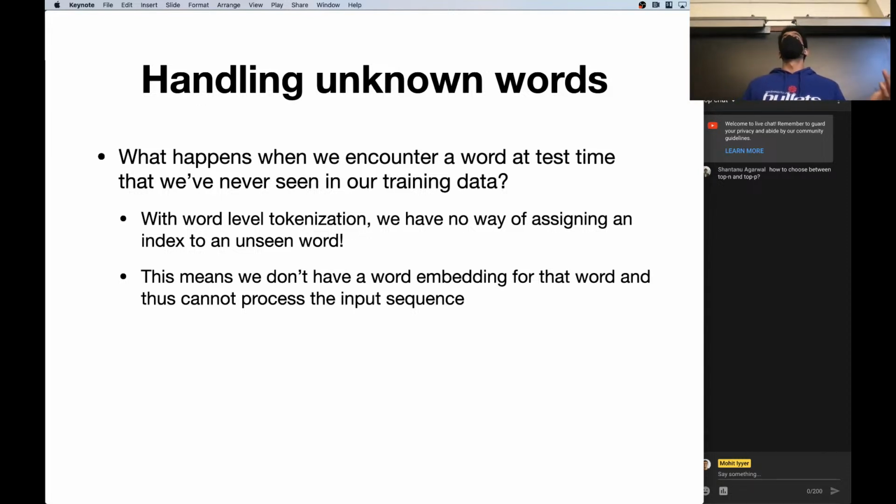Yeah, so what if a new word is created, right? Or someone invents a new name, like Elon Musk's kid, right? That's probably never been seen before. How am I going to put that into my language model, right?